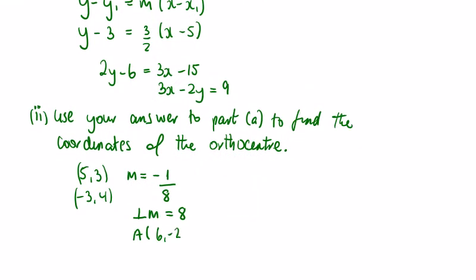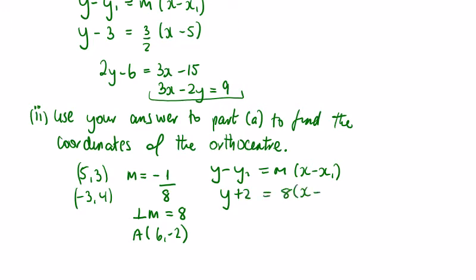And then we need to get the point of intersection of the two lines, the one we got in part 1 and the one we got in part 2. So again, it's always good maths to write your formula out. y minus y1 equals m times x minus x1. y minus minus 2, y plus 2, is equal to 8 times x minus 6. So we get y plus 2 is equal to 8x minus 48. So 8x minus y is equal to 50.